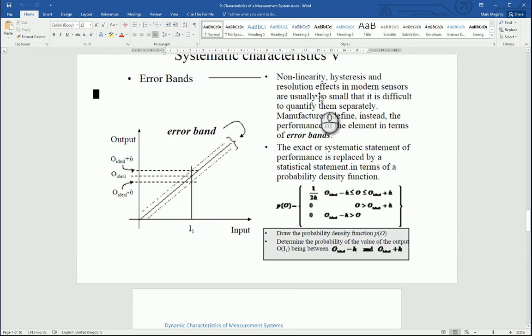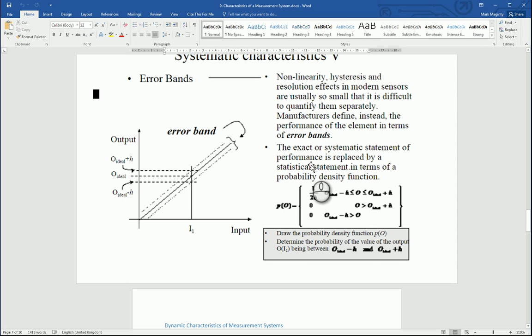So the nonlinearity, hysteresis, resolution effects in modern sensors are usually so small that it is difficult to quantify them separately. Manufacturers define instead the performance of the elements in terms of error bands. So basically, how far above and below that perfect linearity all the measurements should fall is called the error band.